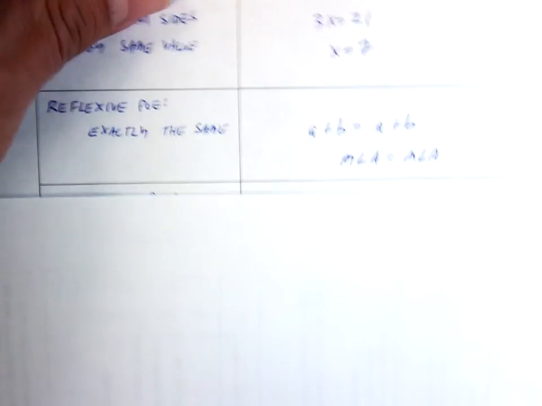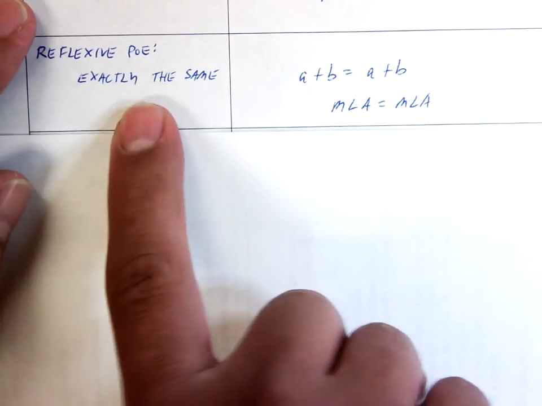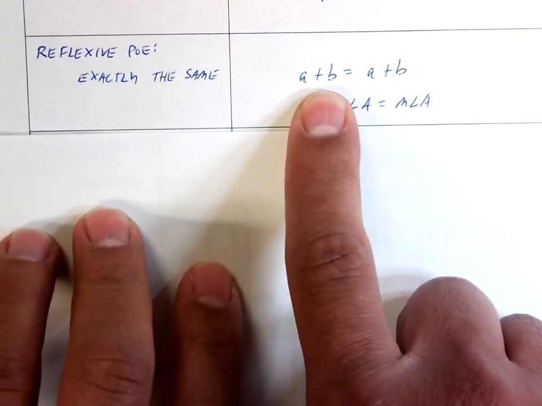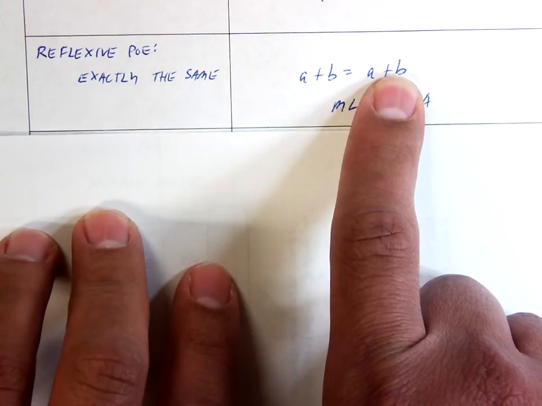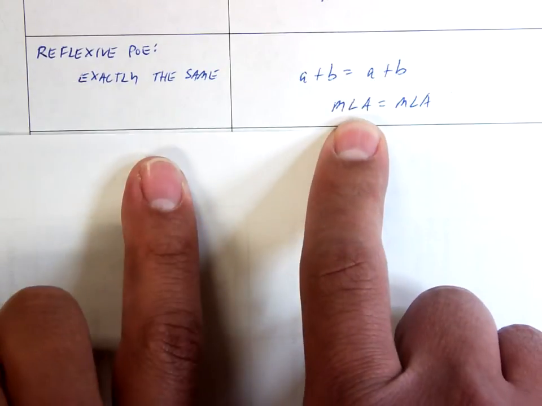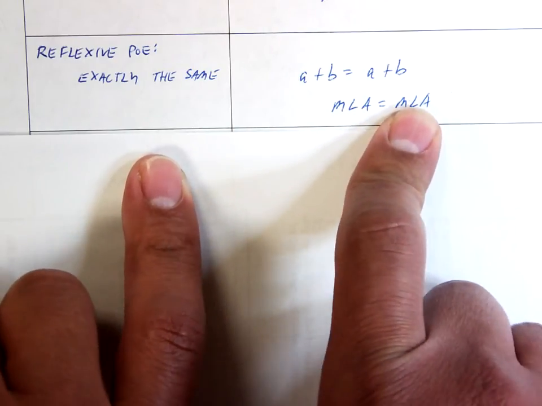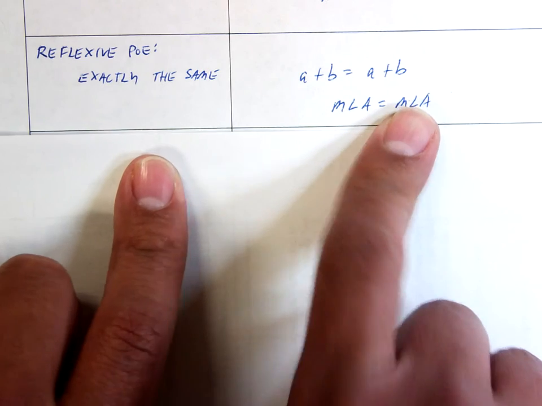Okay, the reflexive POE just means, it's kind of funny to say this, but you're saying the same thing. It means it's exactly the same. So for example, a plus b equals a plus b. Yes, that's true because of the reflexive property of equality. Or the measure of angle A equals the measure of angle A. Sounds funny to say it now, but we're going to do some stuff coming up where we're going to make use of that.